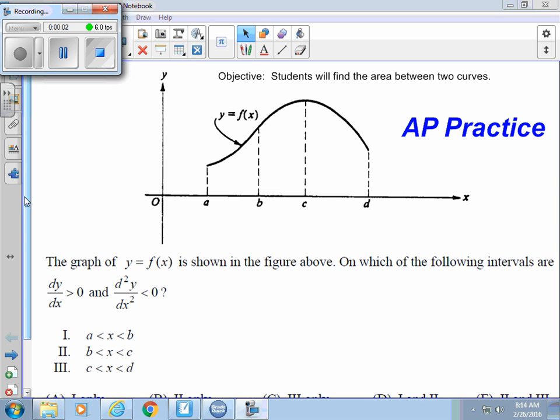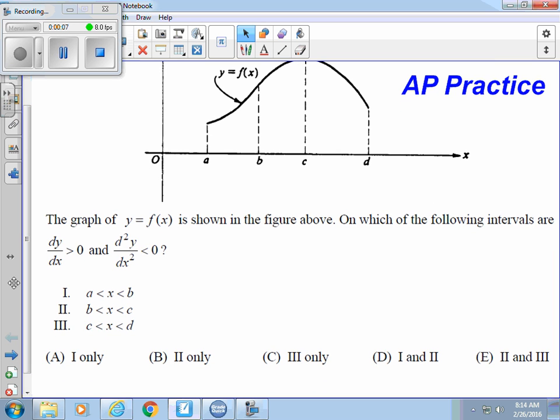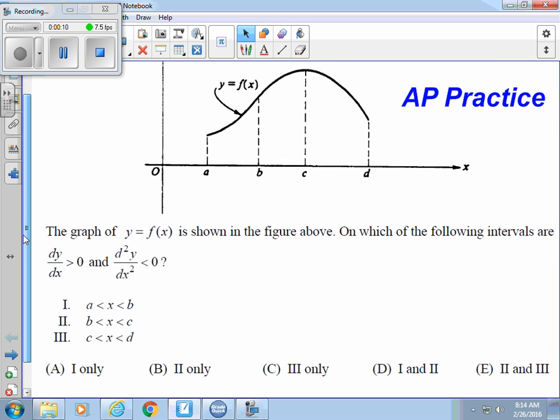Find the area between two curves will be our objective for today. This is just an AP review question.